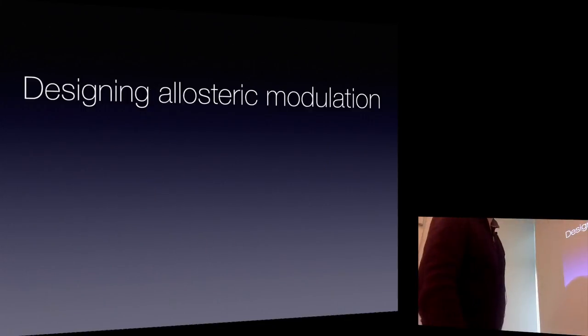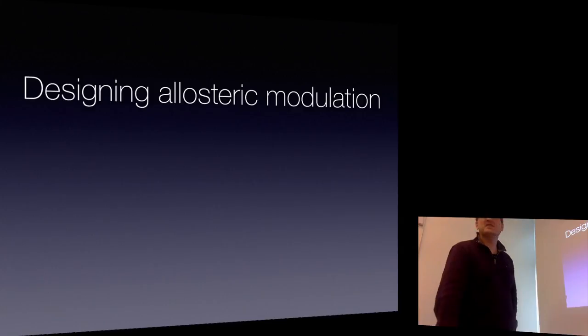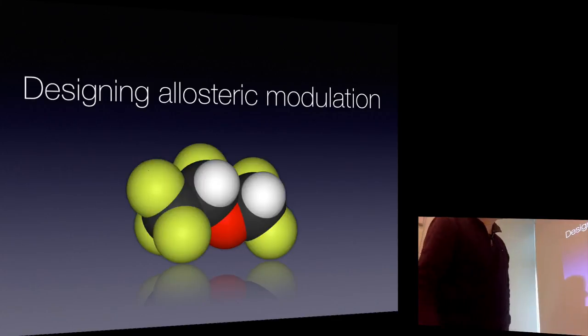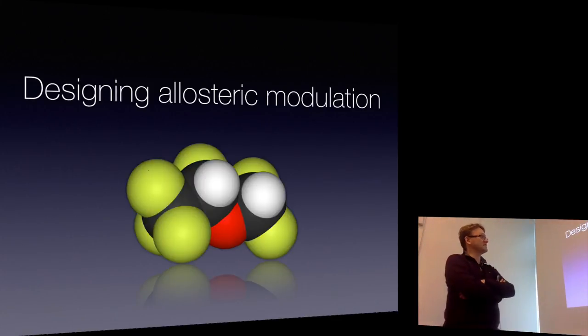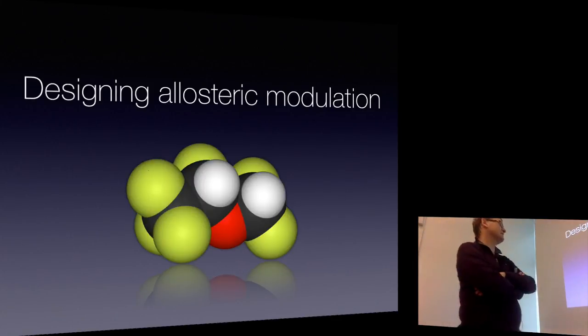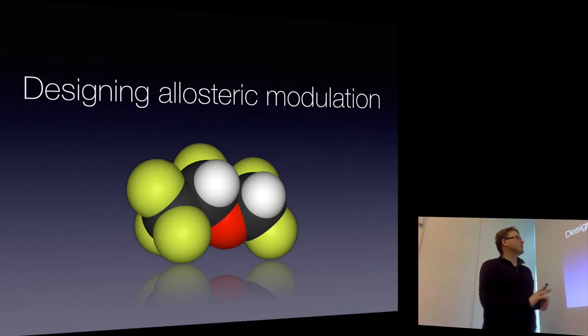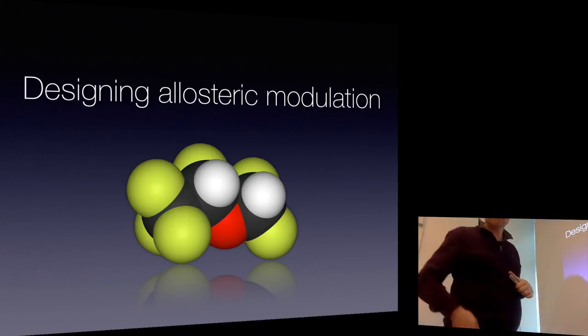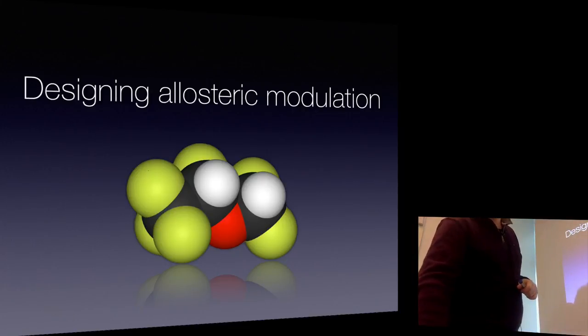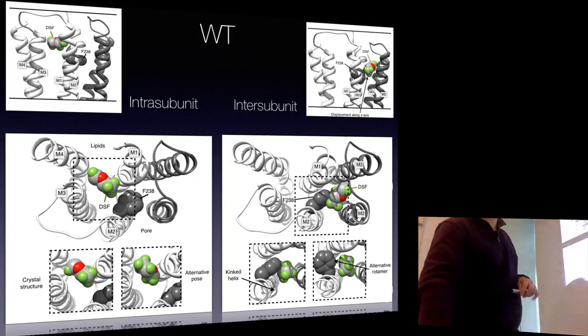So what we want to do is we want to try to design allosteric modulation, change the way the channel is modulated. But rather than doing this with ethanol, we want to do it with real molecules. This is another anesthetic, desflurane, if I recall correctly. Very common that there are lots of fluorides and everything on these molecules. It causes them to bind better. So we decided to try this very simple molecule we had again.